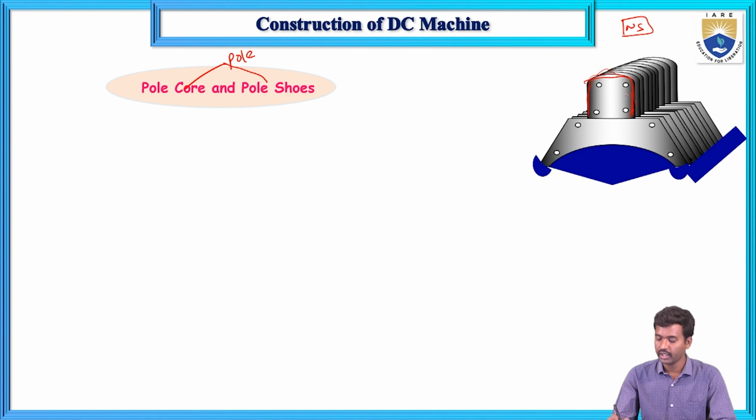The pole is of laminated construction. It looks like this. Why are we using laminations here? To reduce the eddy current losses, and here we are using silicon steel material to reduce the hysteresis losses. Now here this is the pole shoe, this is the pole core, and this is the pole shoe.